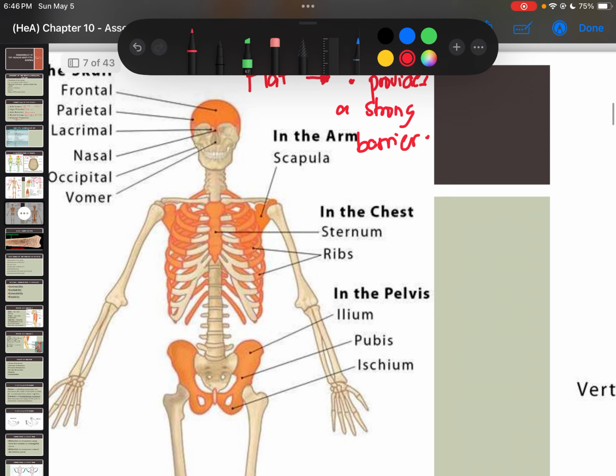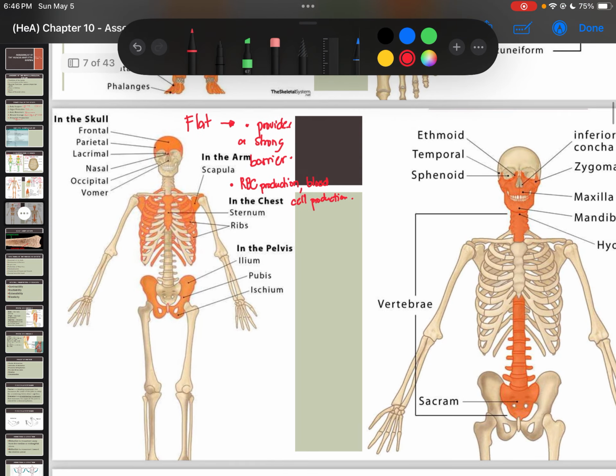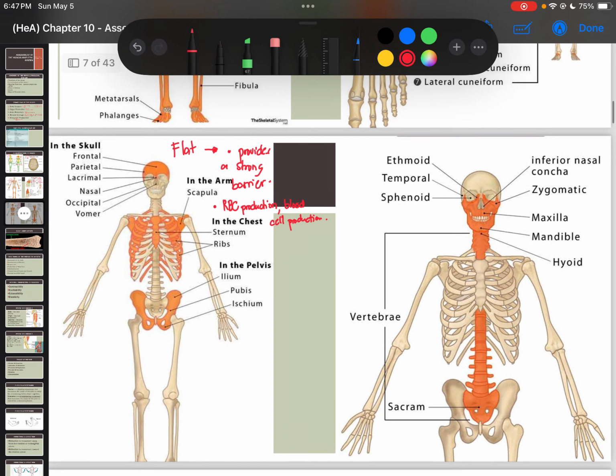But sir, they have two functions. Yes. Their next function is that they are the common site of RBC production. Actually, not just RBC, class, but blood cell production. But mostly RBC. That is why when we do a bone marrow transplant, usually the bone marrow that is being transplanted is those found in our flat bones.